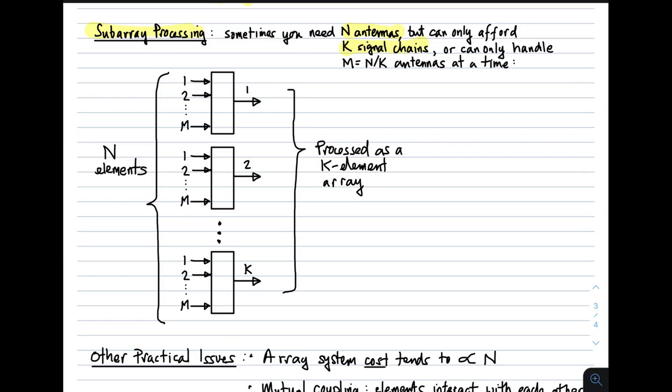Or it might be that maybe you can only handle M, which is N divided by K, antennas at a time. So the answer to these kinds of problems is typically subarray processing. In subarray processing, you take those N elements, maybe 1,000 or so, and you handle them in stages. In the first stage, you handle only sets of M antennas at a time. So if N is 1,000, maybe you do 10 here, 10 here, 10 here, and then in the second round of processing, process it as if it was a K element array.